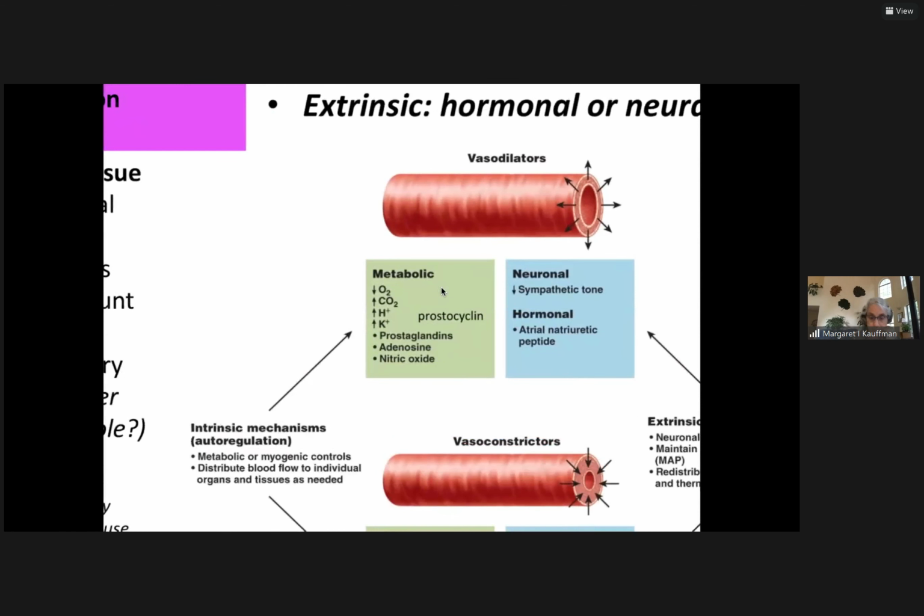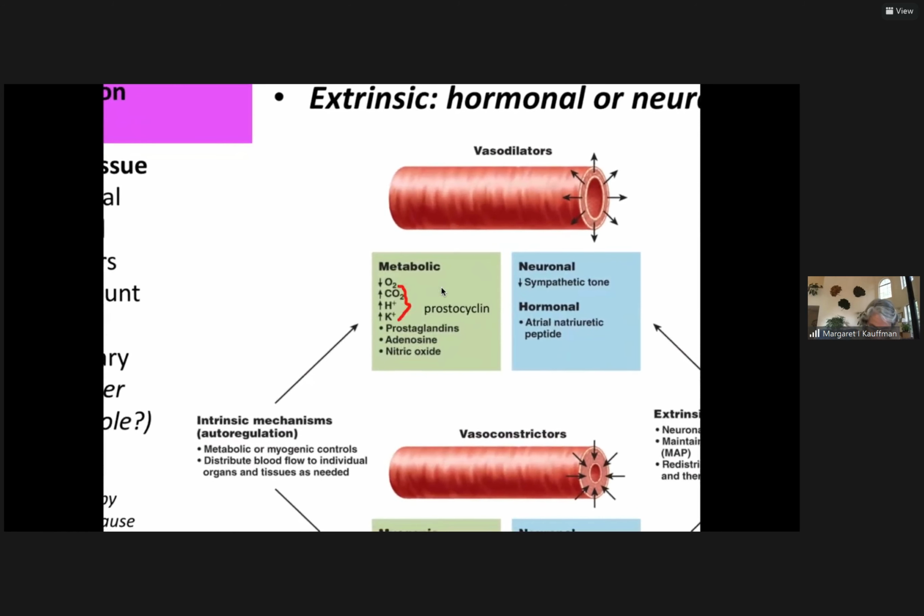Make it a bit bigger here. So what I just said is we're going to lump these guys together. And why we're going to lump those guys together is, if you look, these are the sorts of things that have to do with metabolism.